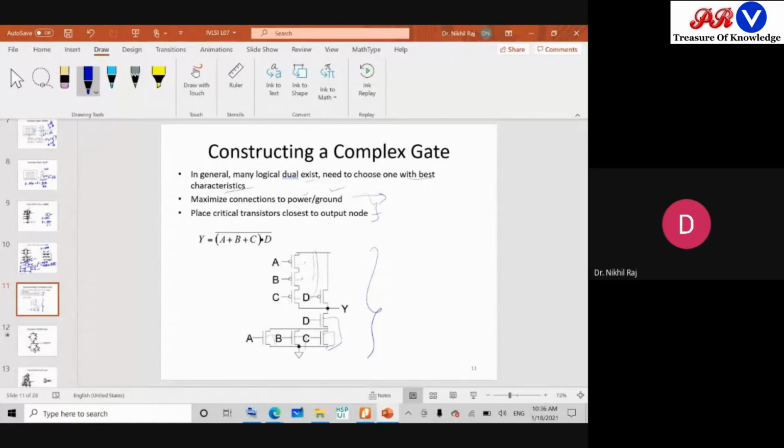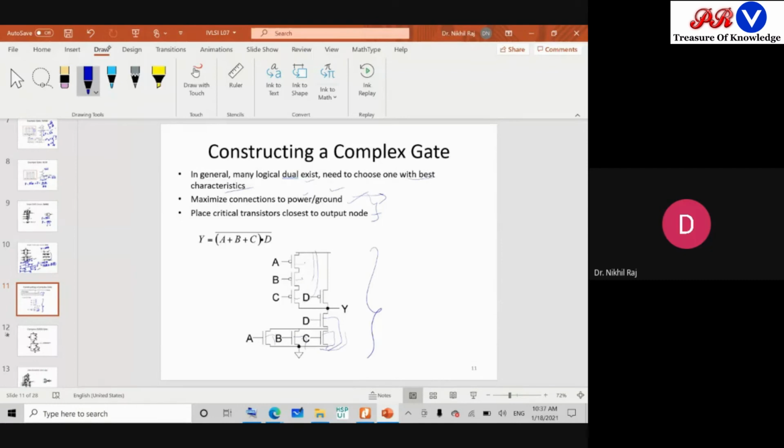Otherwise we have to place a long metal length. If suppose these three transistors are above D and D is at the bottom, then what happens? All three body terminals have to stretch through the metal and connect to the ground. So long lengths are there, we are wasting the area, we are wasting the metal, we are wasting the connections. So in order to give an efficient design, we are following this technique.